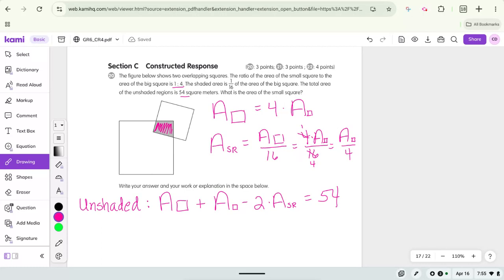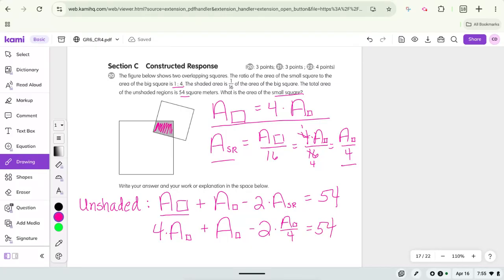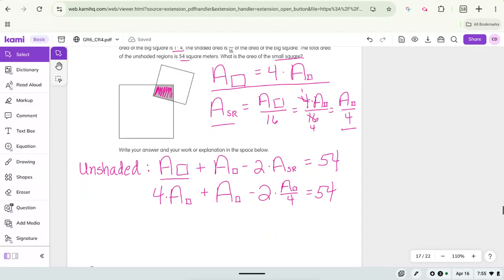Now, my final answer is I want the area of the small square. So I'm going to write everything in terms of the small square. So the first thing I wrote is the area of the big square is 4 times the area of the small square. So I'm going to make that substitution here where it says area of the big square. I'm going to put 4 times area of the small square plus area of the small square minus 2 times the area of the shaded region, and the area of the shaded region is equivalent to the area of the small square divided by 4.